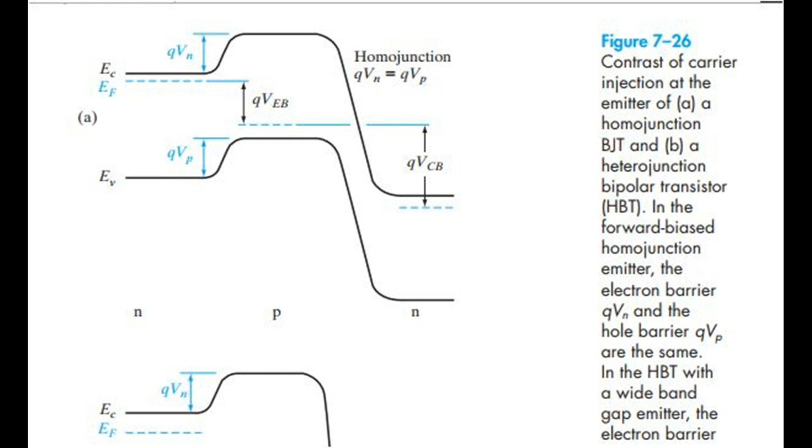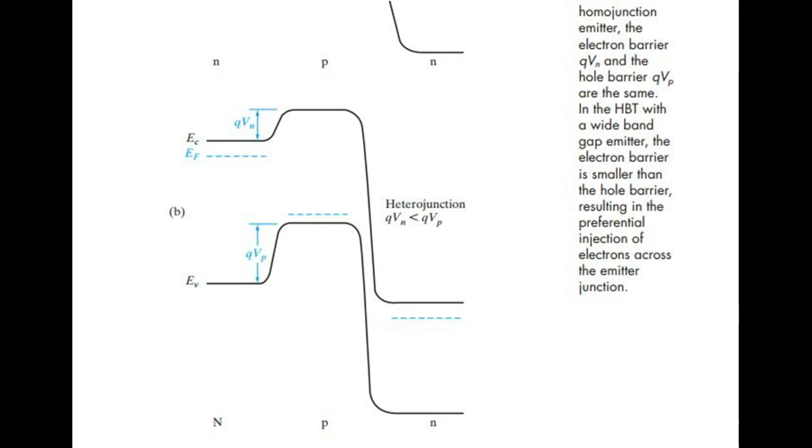Figure 7.26: Contrast of carrier injection at the emitter of (a) a homojunction BJT and (b) a heterojunction bipolar transistor, HBT. In the forward-biased homojunction emitter, the electron barrier qVn and the hole barrier qVp are the same. In the HBT with a wide bandgap emitter, the electron barrier is smaller than the hole barrier, resulting in the preferential injection of electrons across the emitter junction.